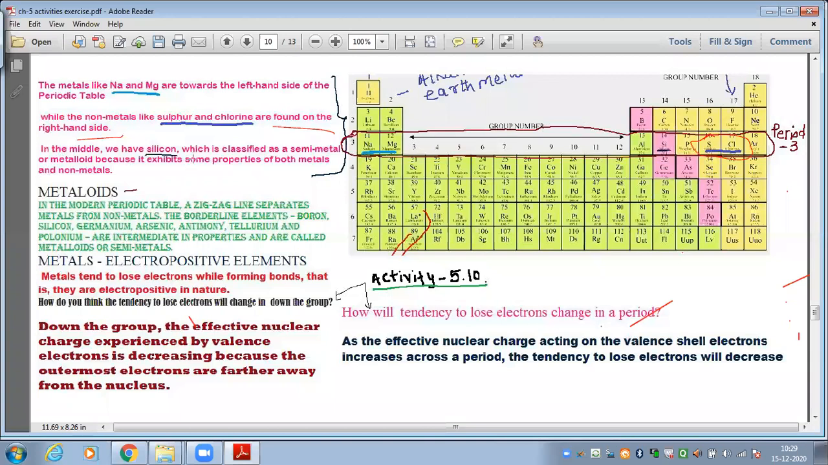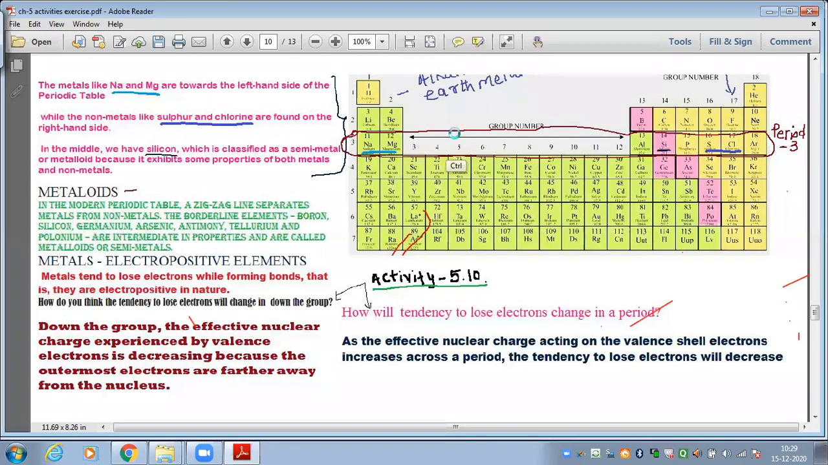In the middle we have silicon, which is classified as a semi-metal or a metalloid because it exhibits some properties of both metals and non-metals. So, my dear students, we have seen that the periodic table has metals on the left hand side, non-metals on the right hand side, and in the middle we have the metalloids.